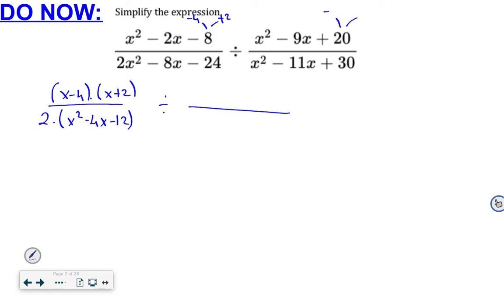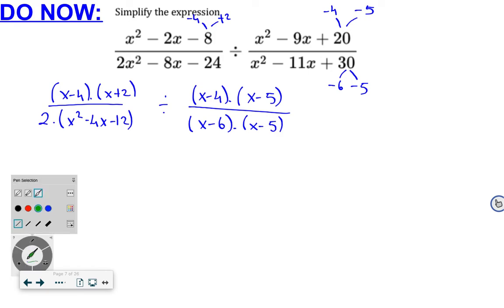If you find the factors of positive 20, when you multiply, you will get 20. When you add them up, you are supposed to get negative 9x. So (x minus 4) times (x minus 5). What about this, ladies and gentlemen? You need to get 2 factors of 30: negative 6, negative 5. (x minus 6) times (x minus 5).